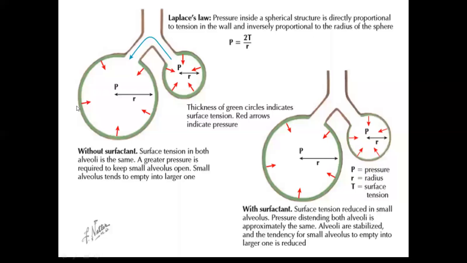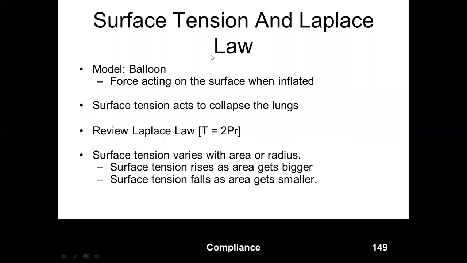So what do we do? If you want to prevent these alveoli from collapsing, then you need to apply something that will oppose the surface tension. What opposes the surface tension, we are going to call pulmonary surfactant, or surfactant. Before we do that, the Laplace law is pretty much straightforward. It just tells us that the surface tension generally acts to collapse the lungs.